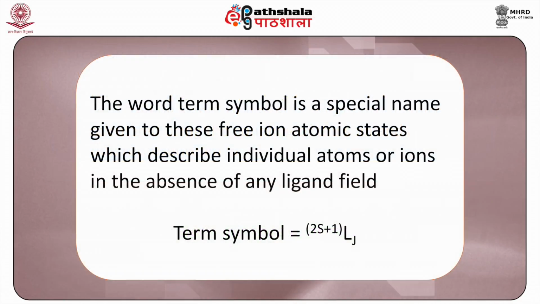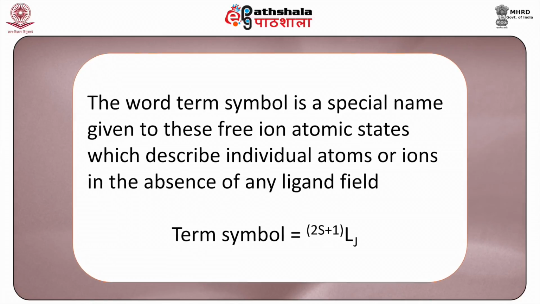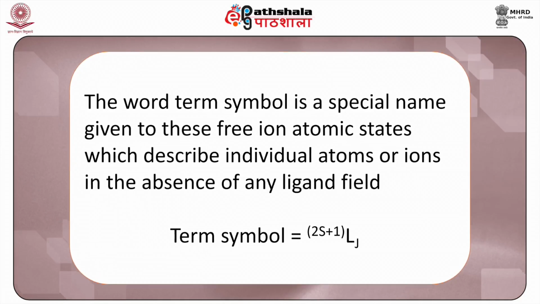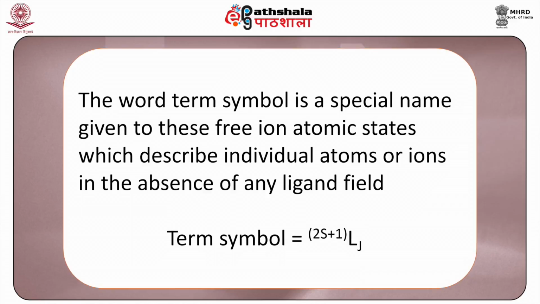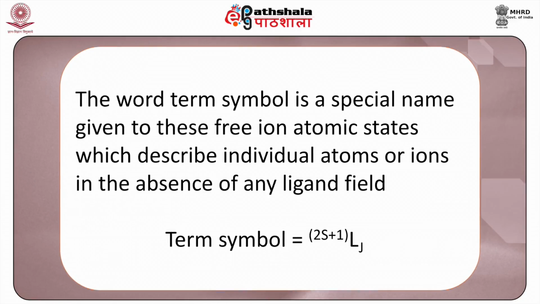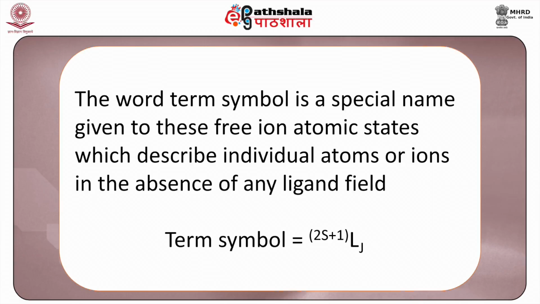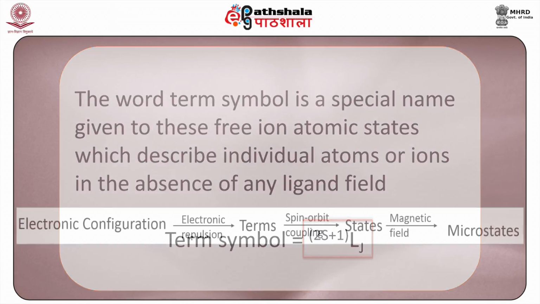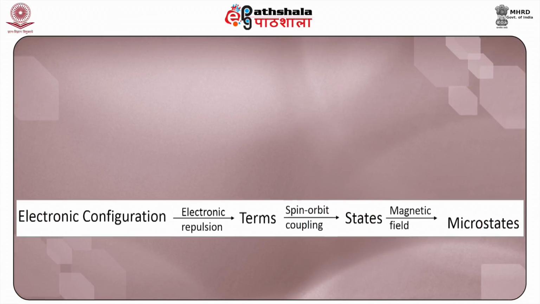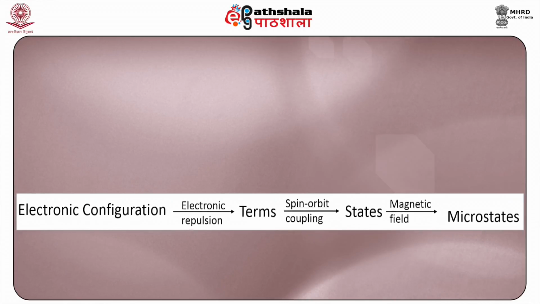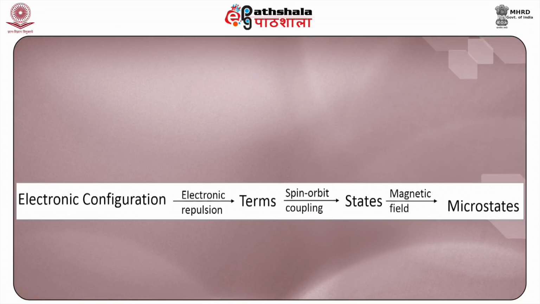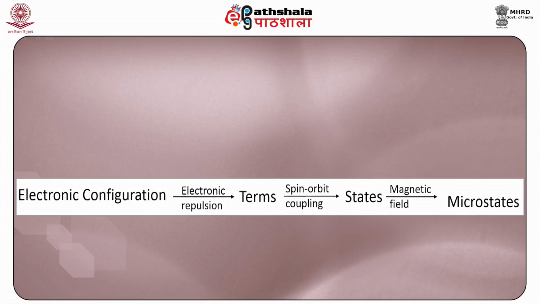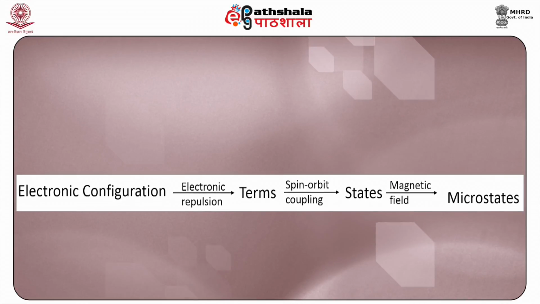The word term symbol is a special name given to these free ion atomic states which describe individual atoms or the ions in the absence of any ligand field. The term symbol is represented as 2S+1 L, and in the subscript we have J. Electronic configuration is split into terms due to inter-electronic repulsions, which is split into states by spin-orbit coupling, which is further split into microstates by the magnetic field.